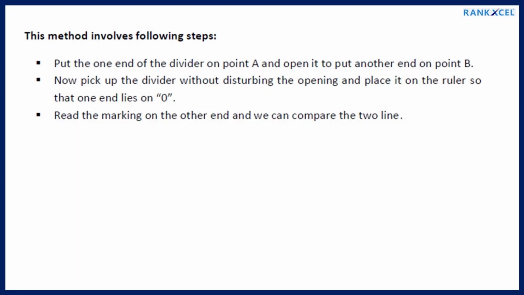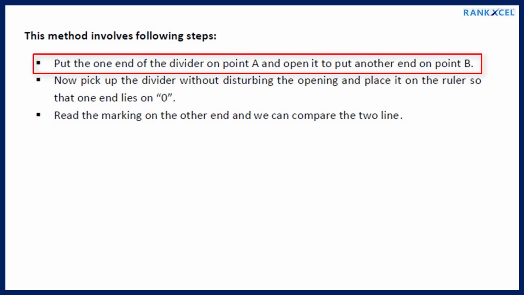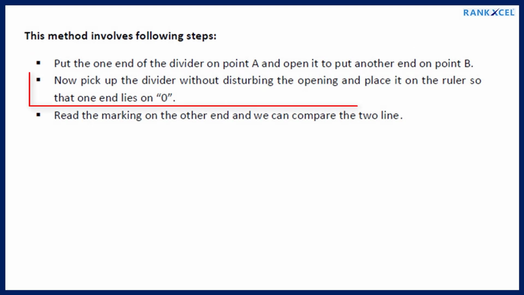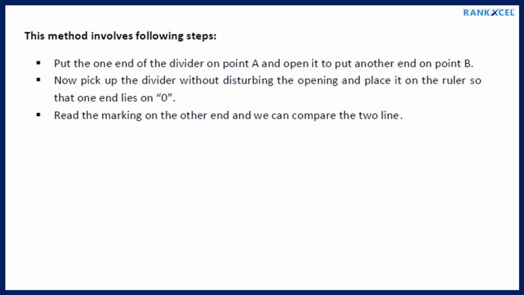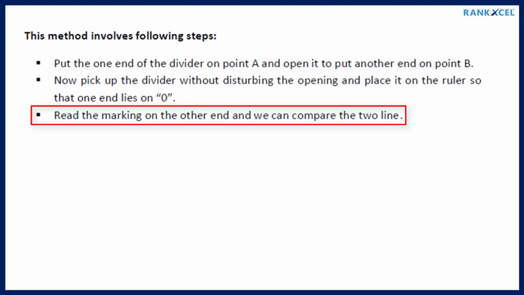This method involves the following steps. Put one end of the divider on point A and open it to put the other end on point B. Now pick up the divider without disturbing the opening and place it on the ruler so that one end lies on 0. Read the marking on the other end and we can compare the 2 lines.